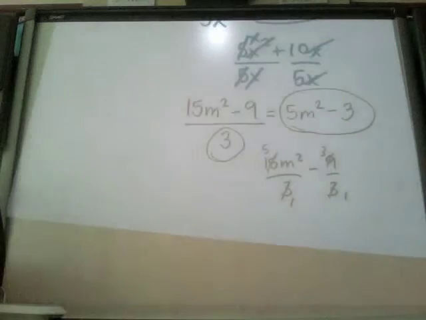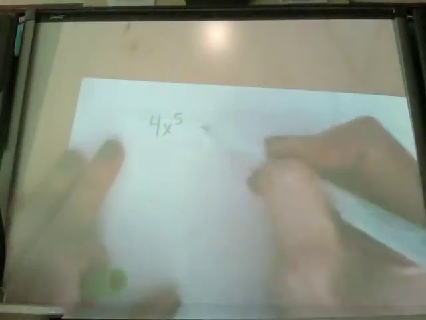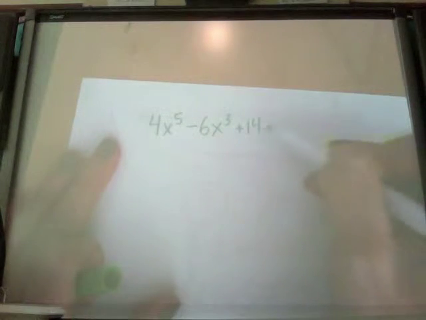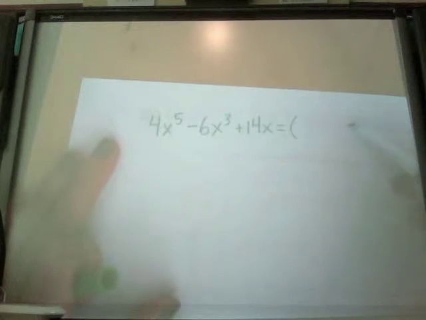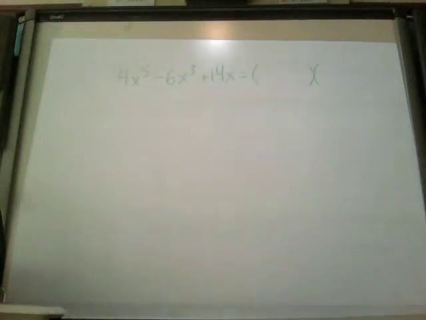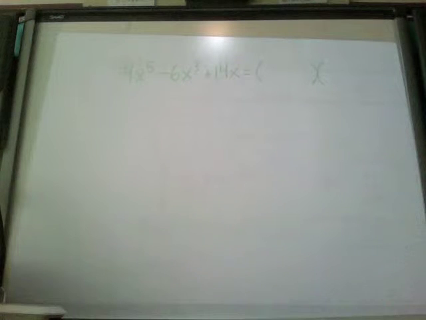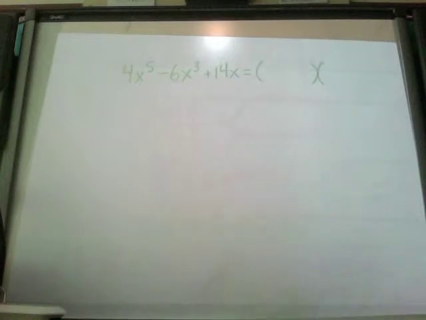Let's do another one. Let's get to a trinomial. Let's go 4x to the 5th minus 6x cubed plus 14x. Now let's try this one with the side-by-side method. The first factor isn't given to us, so let's see if we can find it. Now you can use either method. You can show it as a denominator and divide it, or you can do this. I don't care which method you prefer.